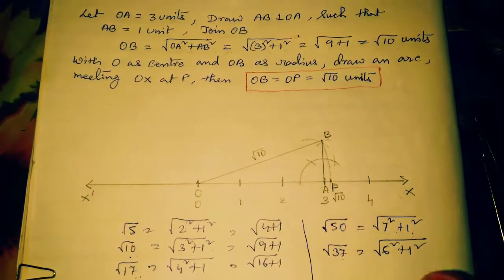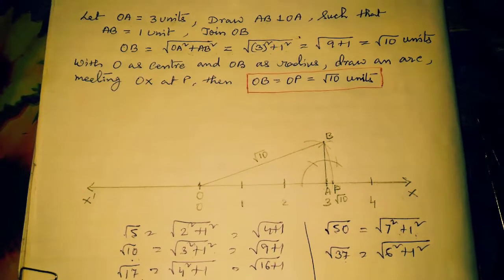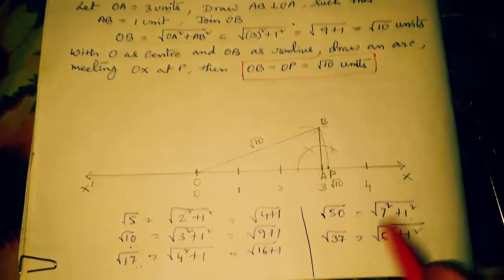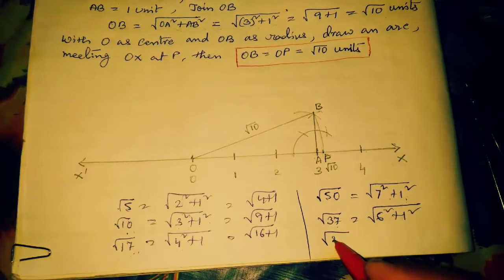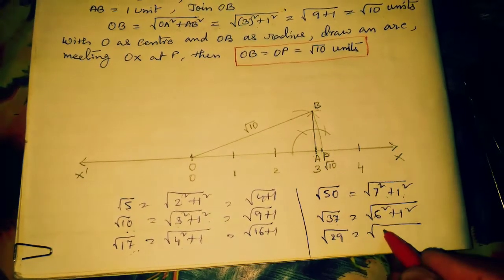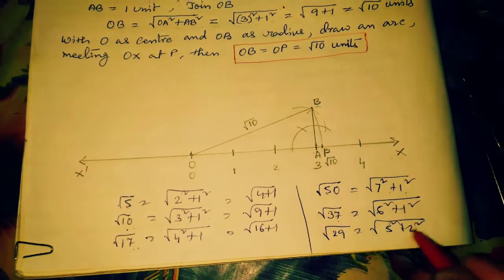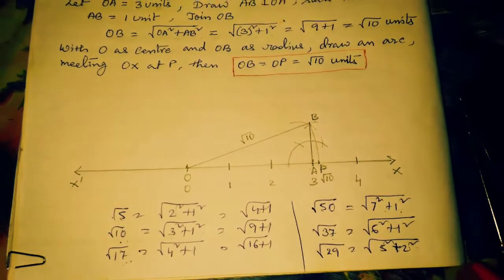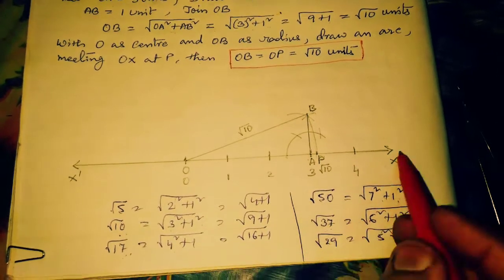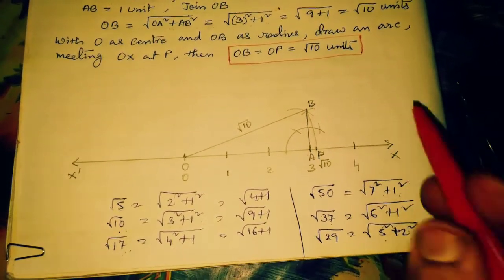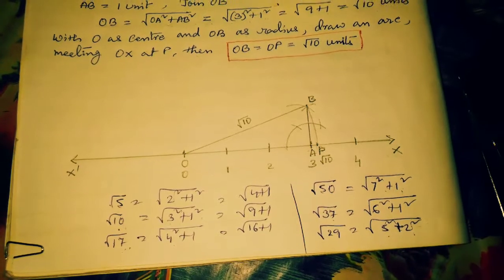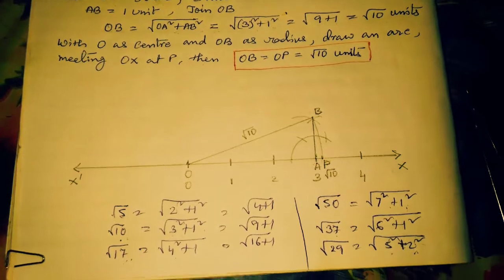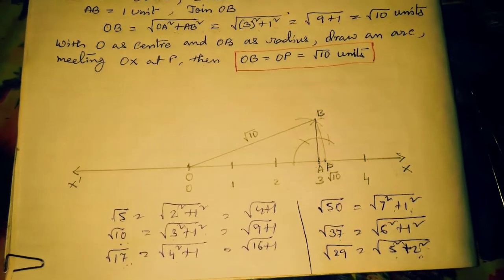Clear, student? This way it is possible to draw any such root on the number line. Suppose root 29 is given to draw. How will you draw root 29? You can write 5 square plus 2 square, because 25 plus 4 is 29. So in this case, on the x-axis we'll take 5 units, and for the perpendicular, instead of 1 unit, we'll take 2 units. This way you can draw any root numbers on the number line.